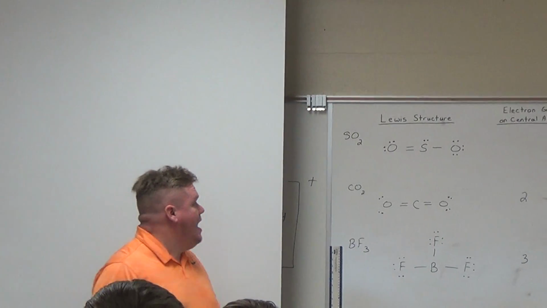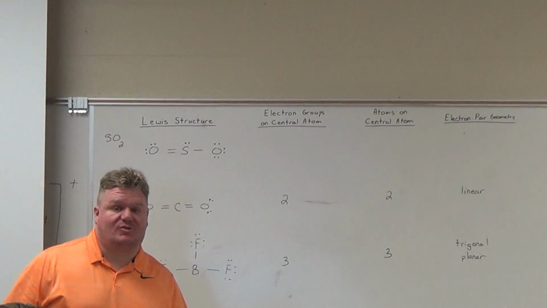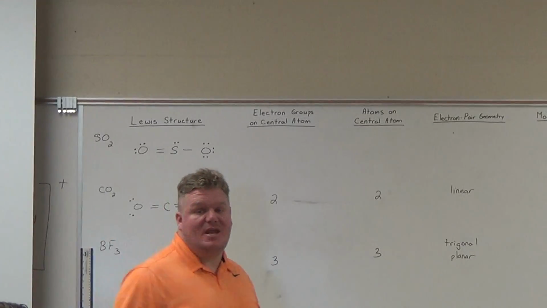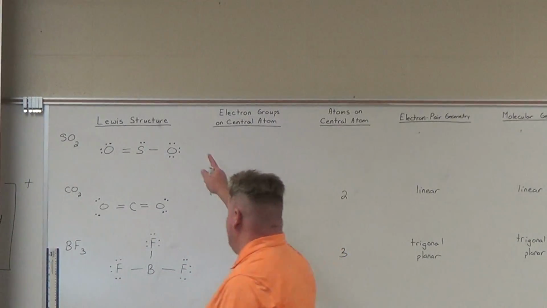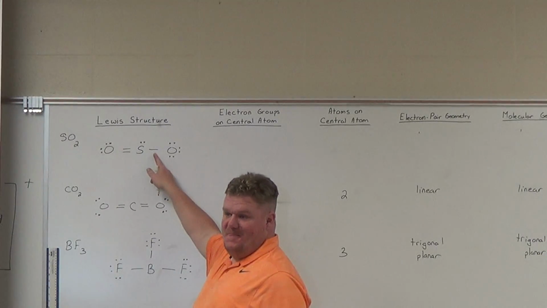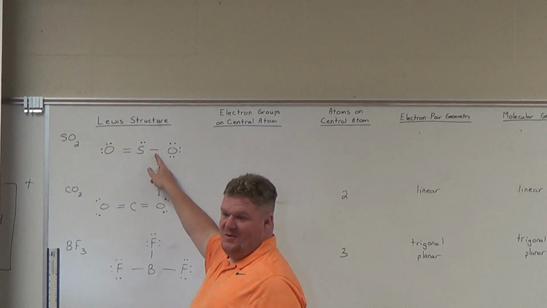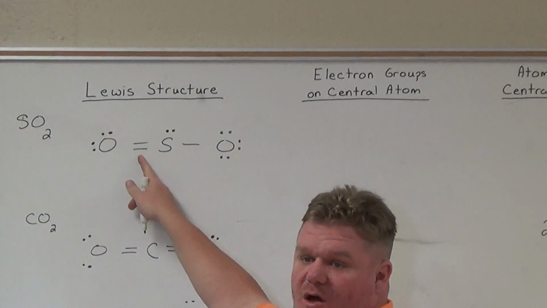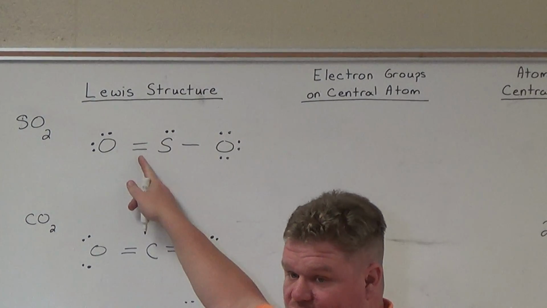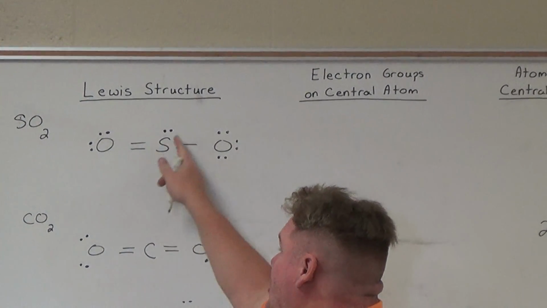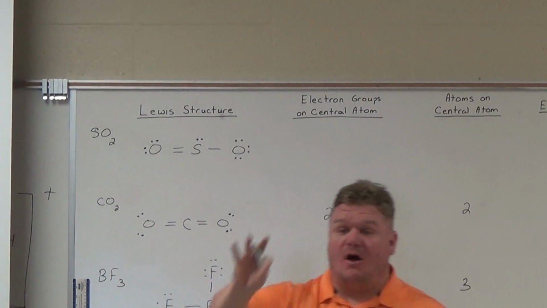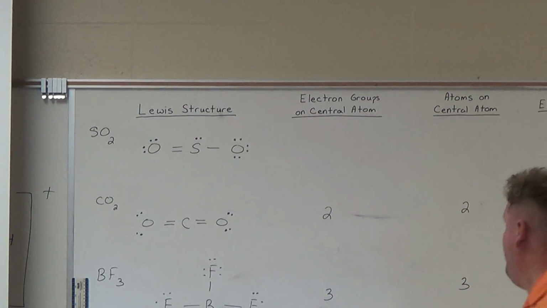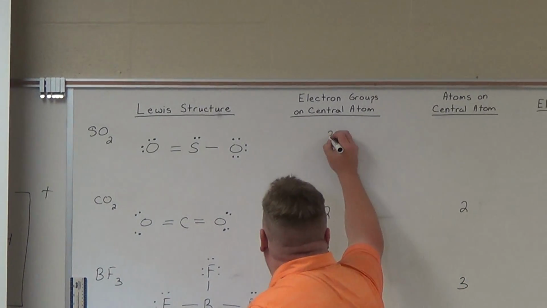Now does everything have an octet? It does. How many groups of electrons are on the central atom now? Not how many bonds, how many groups of electrons? How many is this here? It's 2 electrons, so it's 1 group of electrons. How many is this here? Also 1 group. It's 2 pairs, but it's 1 group. Then we have this lone pair. So there are 3 groups of electrons on the central atom. Lone pairs count as a group.